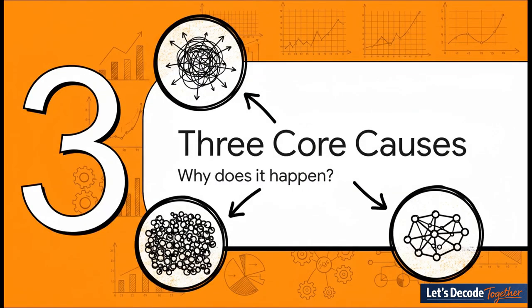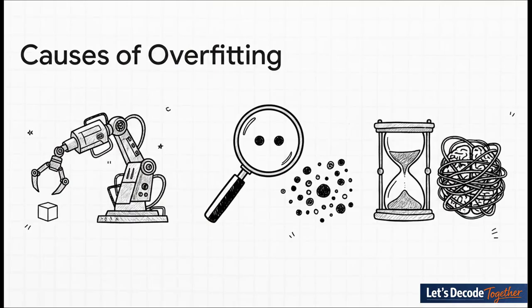But why does this happen in the first place? Let's get into Section 3, 3 core causes. Why does it happen? It turns out, overfitting usually stems from 3 very specific imbalances in how we set things up. First up is excessive model capacity.